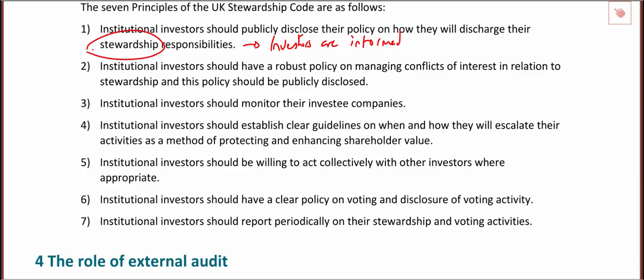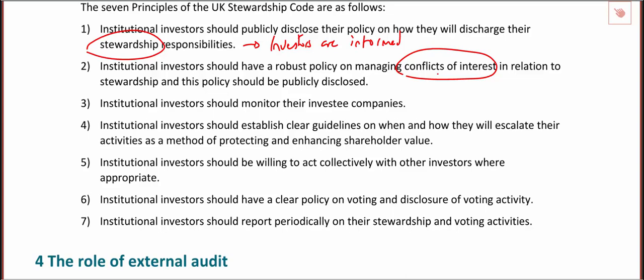Number 2, institutional investors should have a robust policy on managing conflicts of interest in relation to stewardship, and this policy should also be publicly disclosed. So what happens when you have a conflict of interest, where you have 2 parties that potentially clash, 2 parties that want different outcomes? How do you decide which of those outcomes you're going to achieve? And again, that should be made available to the individual investors.